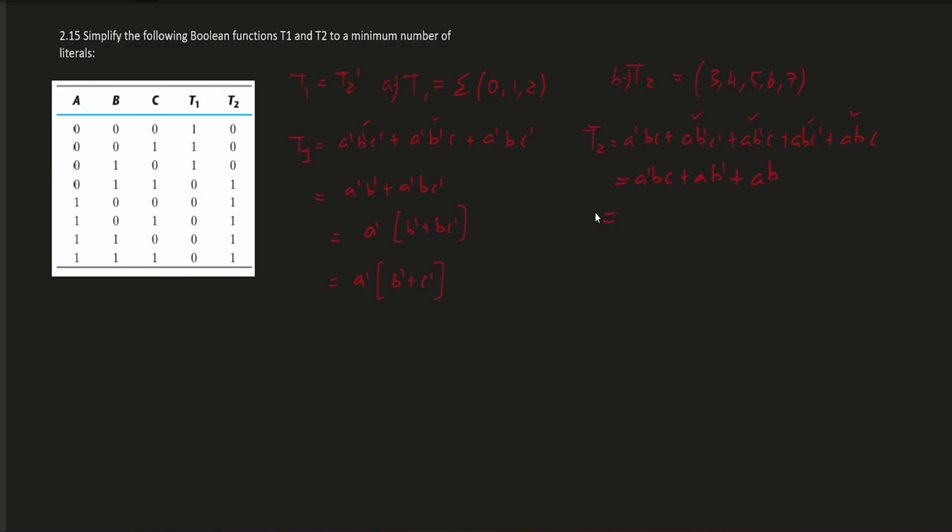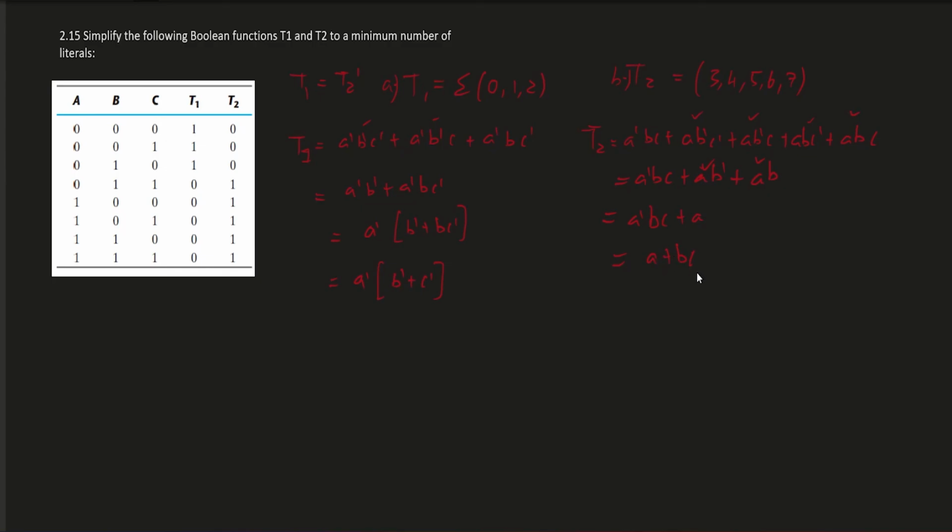Now what we can do is take a common from these two terms. We have b bar plus b, which is 1, so we will have a bar b c plus a. So again we can use the distributive law. It will be a plus b c.